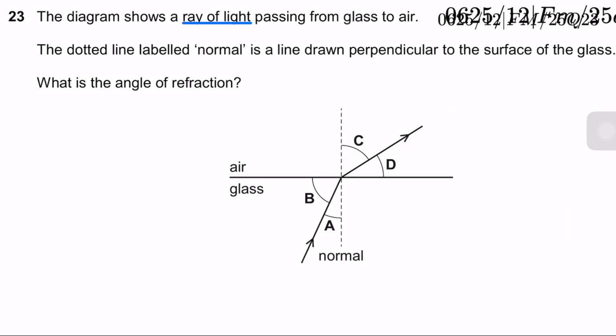This question is based on refraction. The previous one was based on reflection. So let's understand both concepts, which will help us understand them in comparison. They say that the diagram shows a ray of light passing from glass to air. The dotted line labeled normal is a line perpendicular to the surface of the glass. As we just learned in the previous question, that is the statement for a normal. Now, what is the angle of refraction?